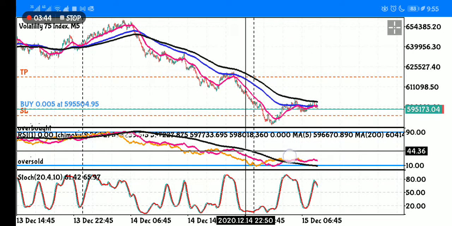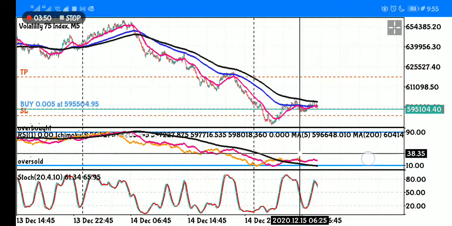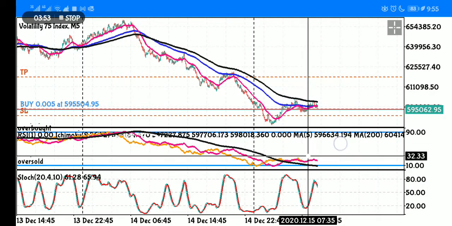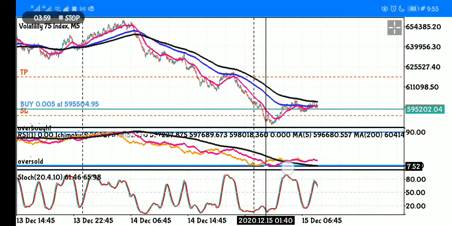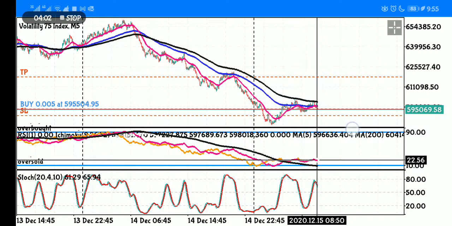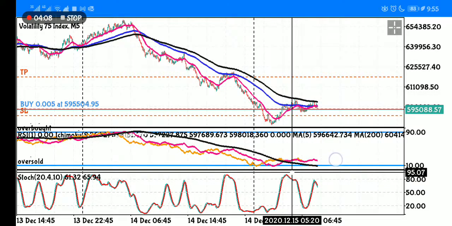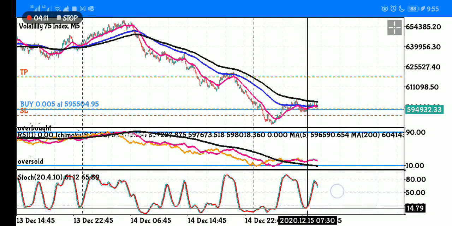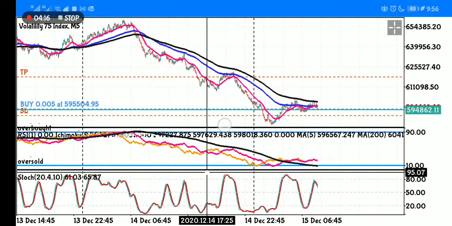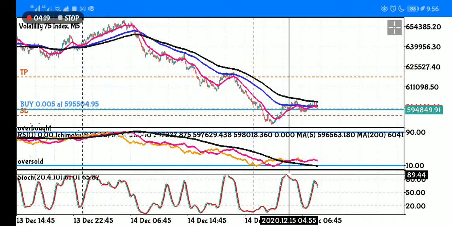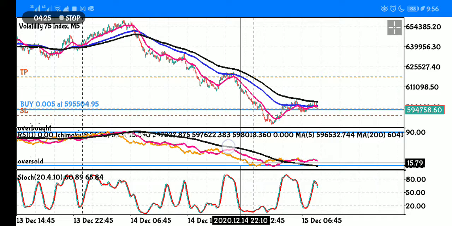Now the next thing you want to see is simple. You want to see that they all cross above the 200, that's the Ichimoku and the 5 period moving average indicator. So when they both cross the 200 moving average, then you want to wait for your stochastic to return back to the oversold level. Now if the trend is reversing to the downside, you'll be doing the reverse.